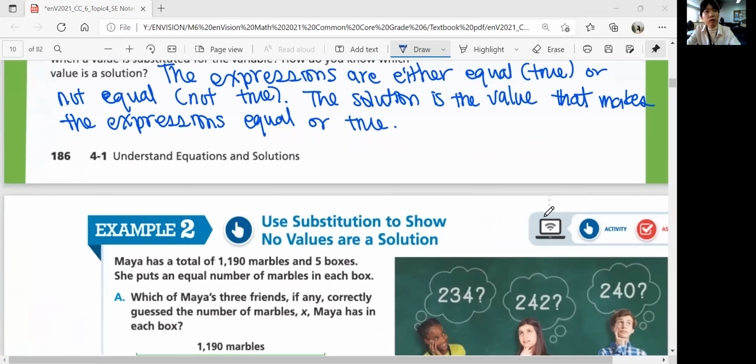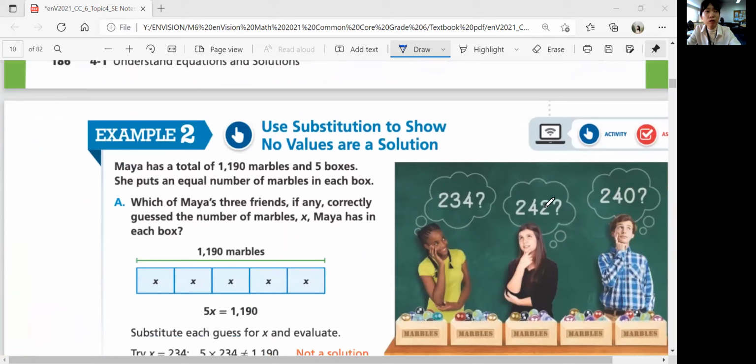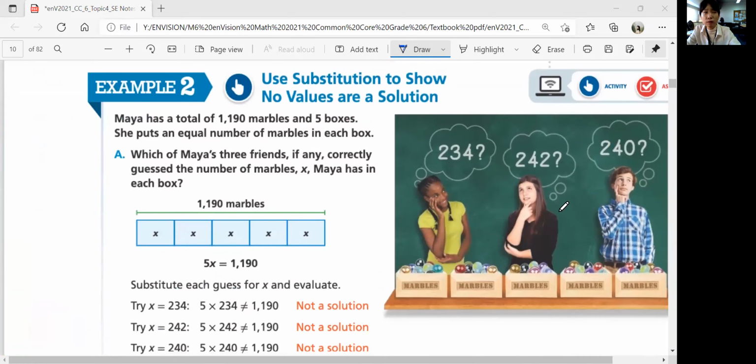Let's look at example 2. Use substitution to show no values are a solution. What if we have no solution? There might be a special case. Let's look at this example. Maya has a total of 1,190 marbles in 5 boxes. She puts an equal number of marbles in each box. Which of Maya's three friends, if any, correctly guess the number of marbles x Maya has in each box?